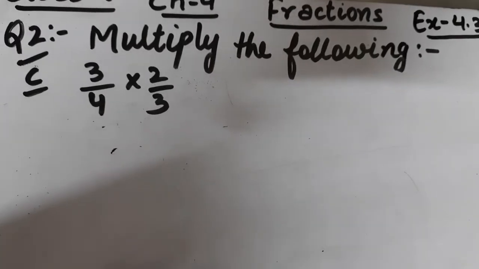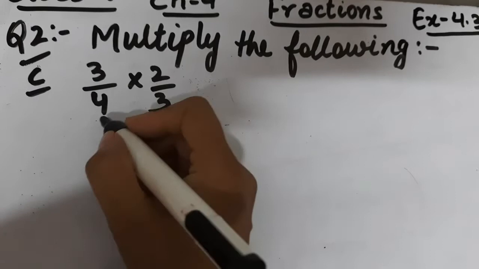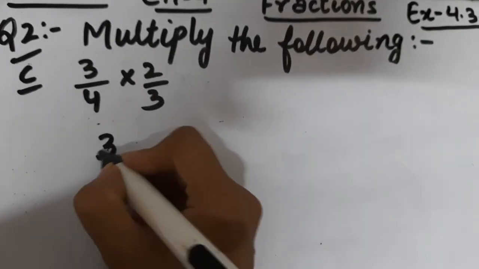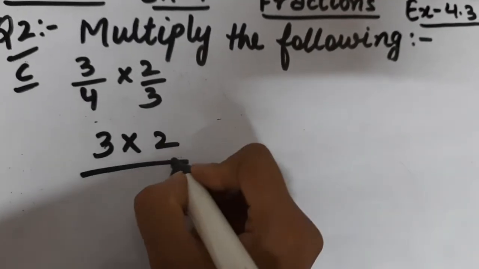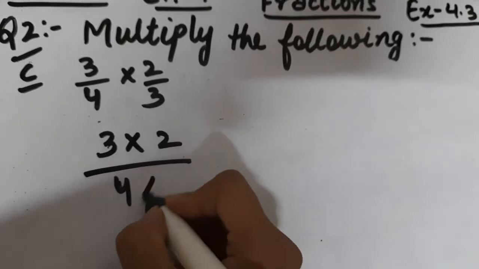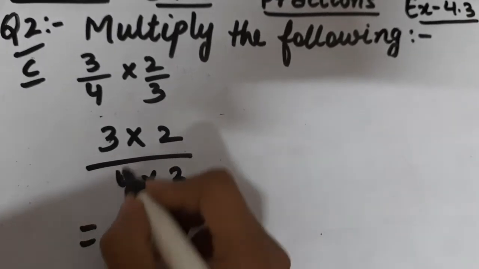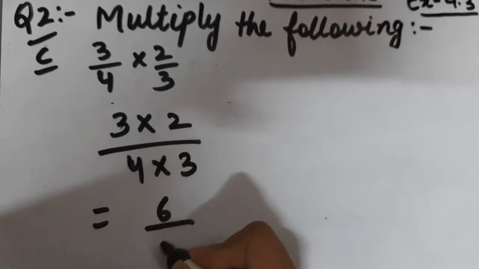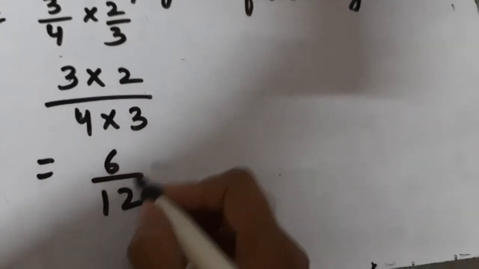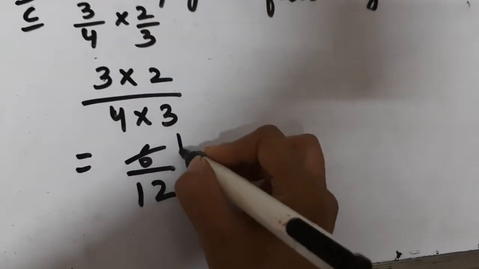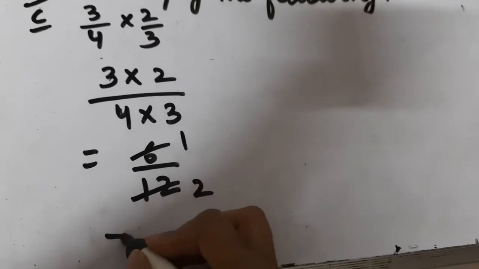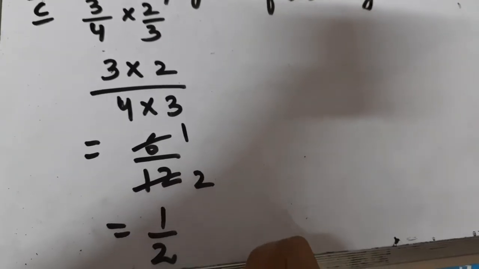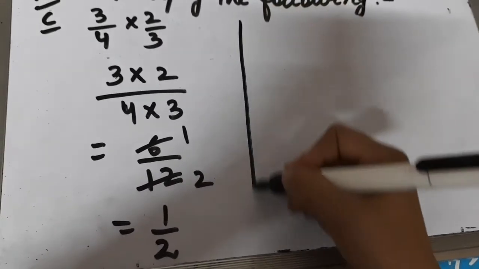C part is 3 by 4 multiplied by 2 upon 3. We have to multiply these two fractions. So what we will do, we will multiply the numerators of both the fractions and denominators of both the fractions. And this will be 3 2s are 6 and 4 3s are 12. Now we will reduce the fraction. 6 1s are 6, 6 2s are 12. So this will be 1 upon 2. Or you can use second method also.